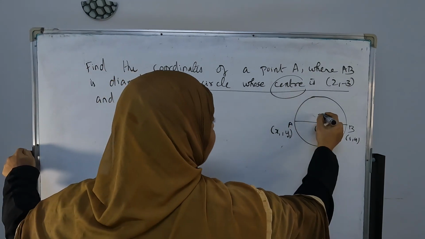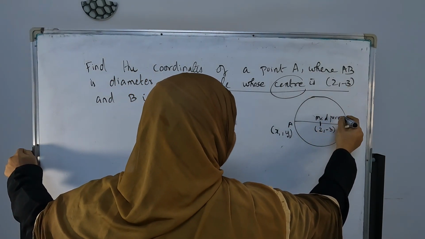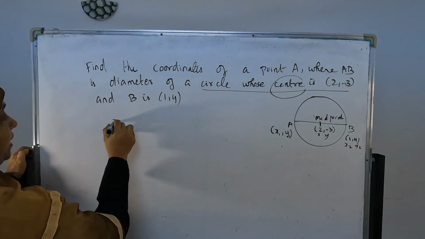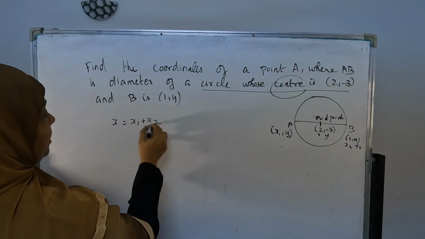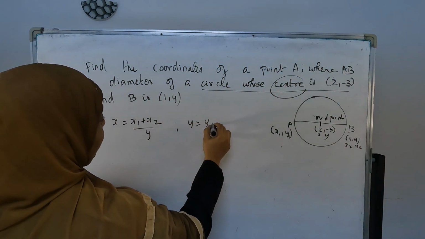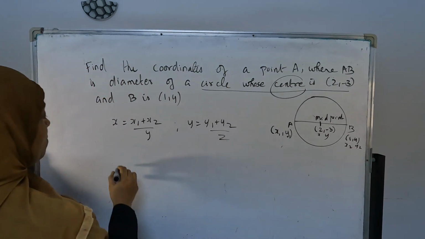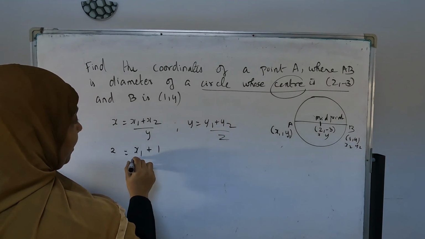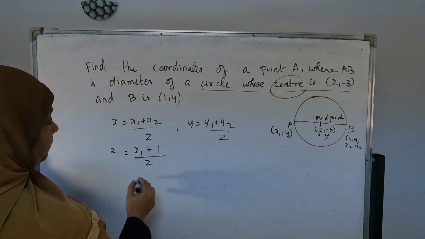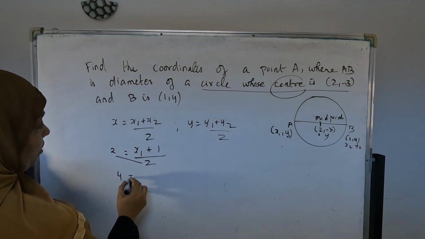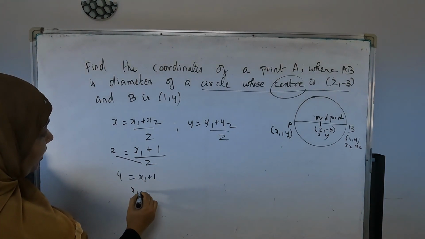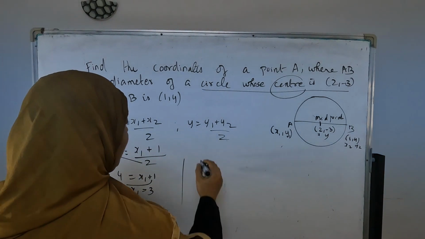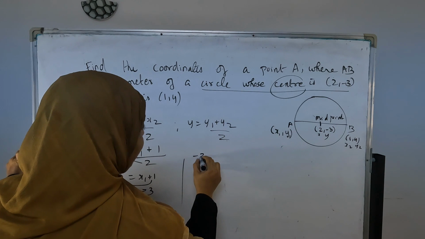So this center is midpoint, so we will take the midpoint formula. X is equal to x1 plus x2 by 2. Y is equal to y1 plus y2 by 2. So x is 2, x1 we don't know, x2 as 1, and it is 2. Then bring this one as 4. X1 plus 1. X1 is this plus 1 coming this side is minus 1. It is 3.